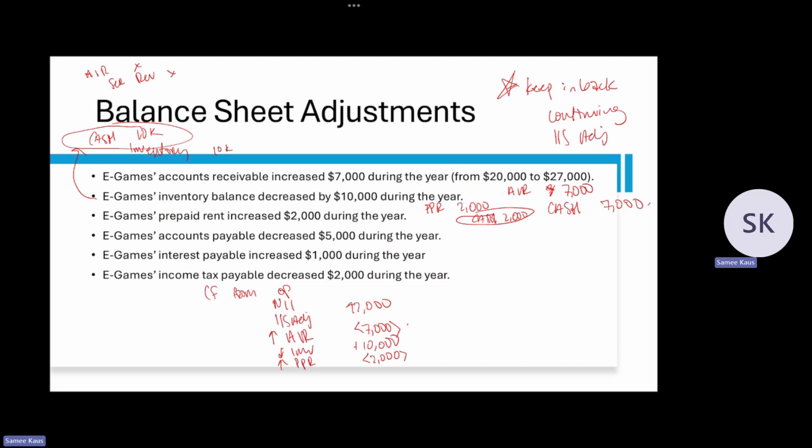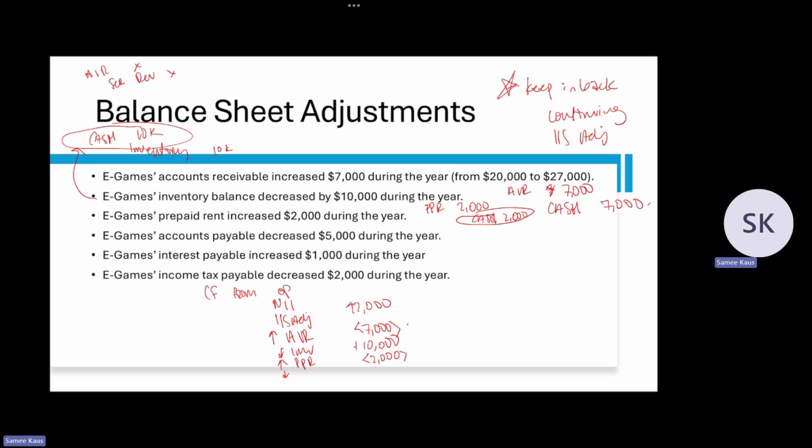So this means that the company paid 2,000 for prepaid rent, and there's no corresponding expense, right? There's no rent expense being recognized in my income statement because I haven't used the prepaid rent yet. So there was a cash outflow to increase my prepaid rent, which caused my cash to decrease, but my net income was unaffected. Okay. So I need to adjust and show that my cash is being decreased, even though I didn't have an associated decrease in my net income.